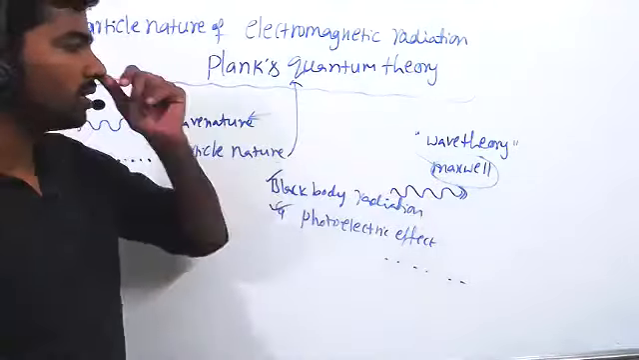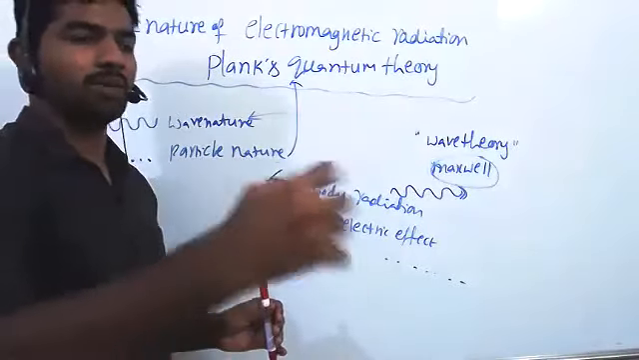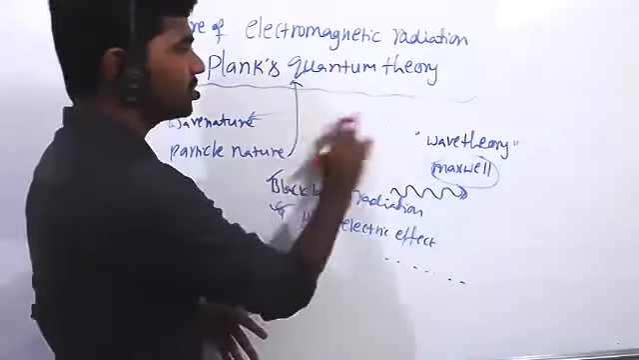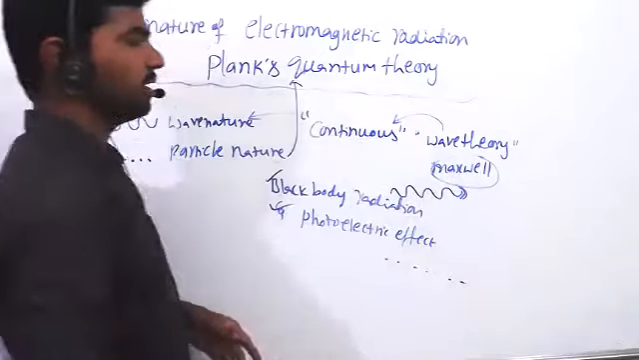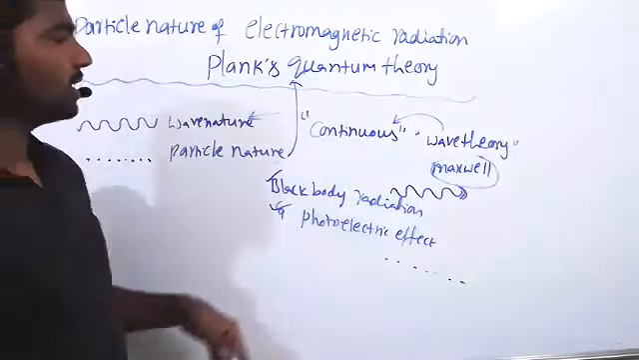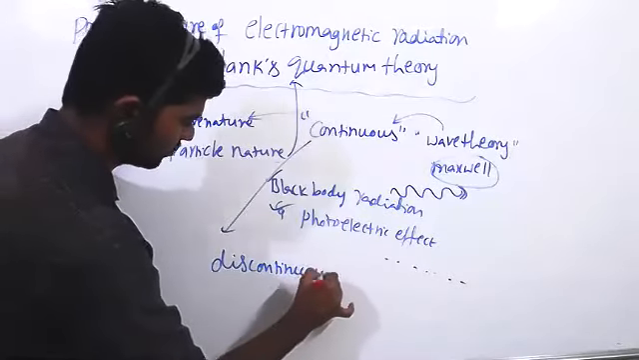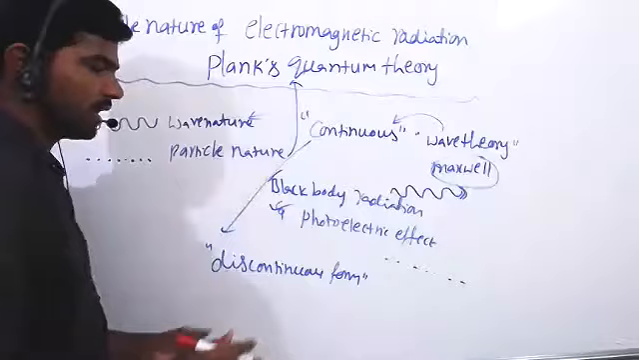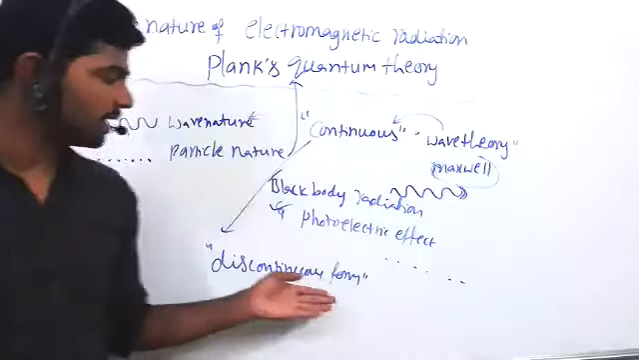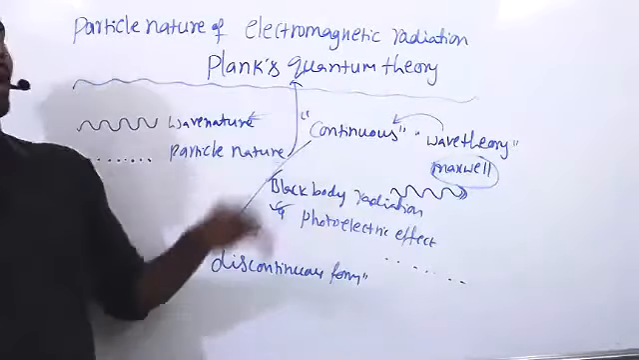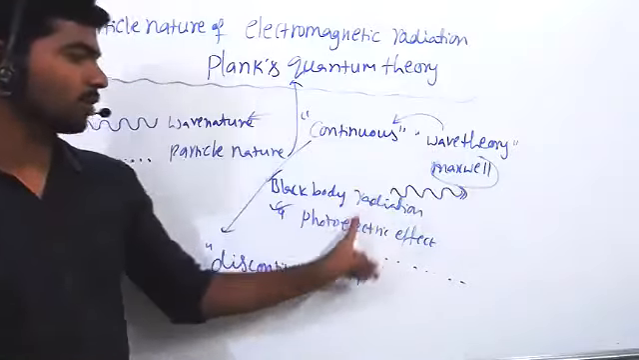In wave nature, we already wrote that the radiation coming out from the body, whether emitted or absorbed, is in continuous form, according to wave theory. But according to Planck's quantum theory in particle nature, it is in discontinuous form. The radiation absorbed or emitted by any material is in discontinuous form. That was given in Planck's quantum theory. Wave theory failed to explain these properties because of its continuous form.